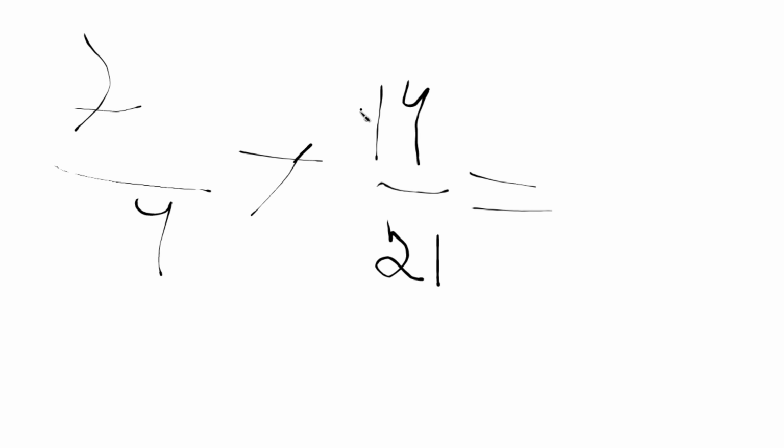Okay, so I'll give you 1 minute to solve the question. Feel free to pause the video if you need more time, but right now we're going to go over the answer. 7 times 14 is 98. 4 times 21 is 84. And this can simplify.